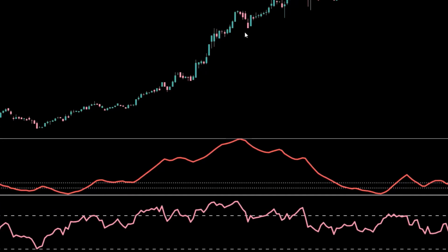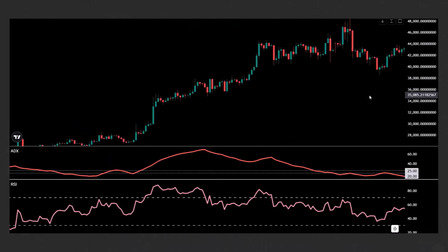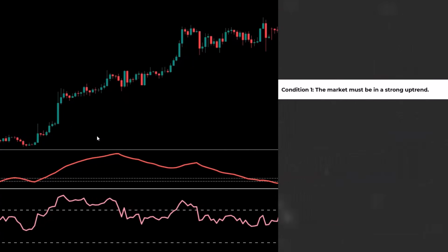As we said, strong trends don't move in a straight line. They move in waves, and these waves create opportunities. So here's a simple strategy to trade pullbacks. Condition 1. The market must be in a strong uptrend. You already know the signs. RSI moved above 70 for at least 3 candles, and ADX is rising above 25. This tells you the trend has strength and momentum.